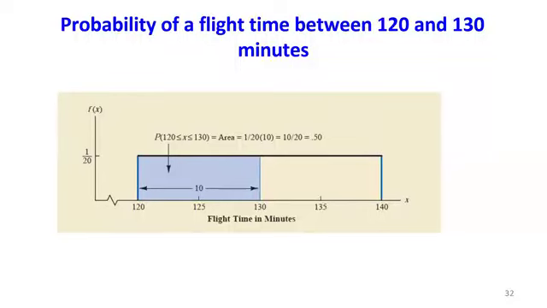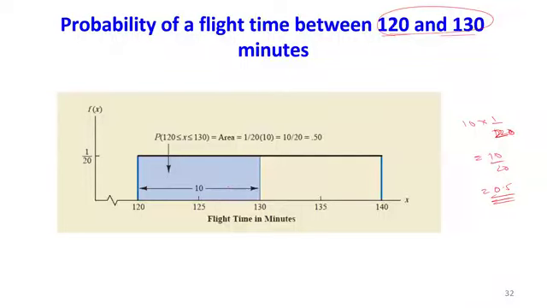If I want to find out the probability that the flight time will be somewhere between 120 to 130, I will calculate this particular range which I'm interested in, and multiply it with the probability 1 by 20. So it would be 10 by 20, which is 0.5, or 50%. This is how you can calculate the probability of a particular range also.